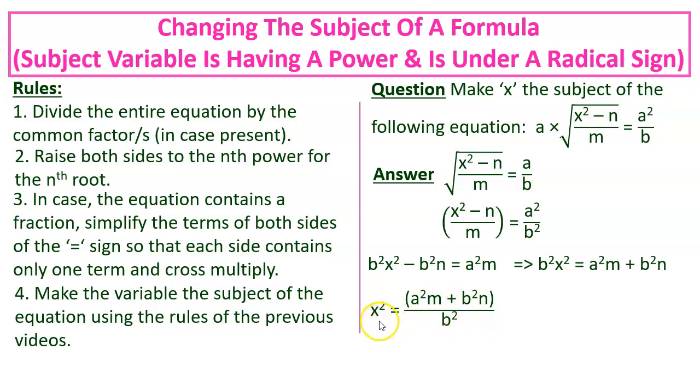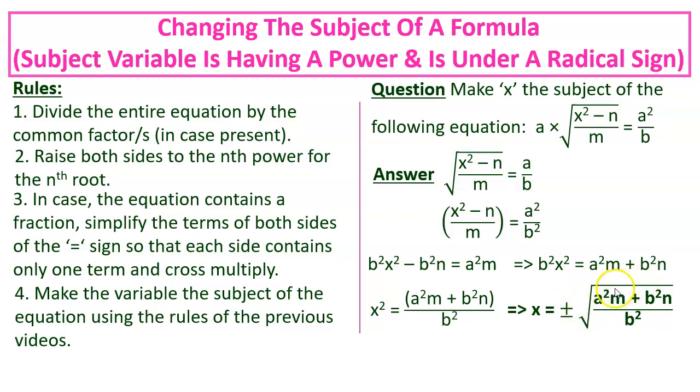And now we have x squared equal to this expression, but we need x the subject. It is x squared the subject. We have come up with x squared being the subject of this given equation, but we need to have x the subject. So what do we do? We take the square root. So it is x equals, and since it is the square root, we should be taking both the signs, plus or minus, under root a squared m plus b squared n over b to the power of 2 or b squared.